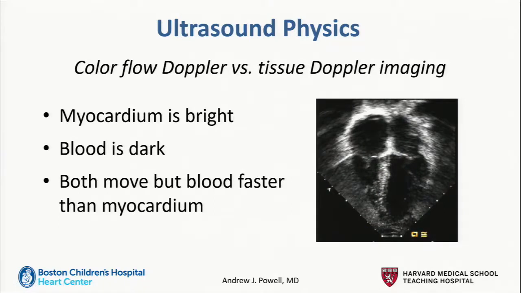So finally, let's just turn to color flow Doppler and compare it to tissue Doppler imaging as well. And I just need to give you a little background just to make this make some sense. Here you have an image, and I'll just highlight the fact that myocardium is bright. It has a high amplitude signal. Blood is dark. It has a low amplitude signal.